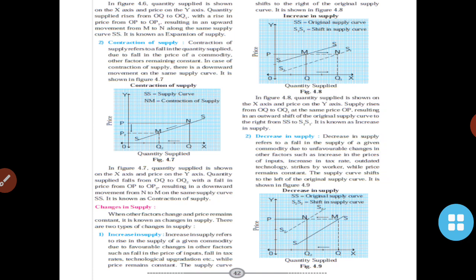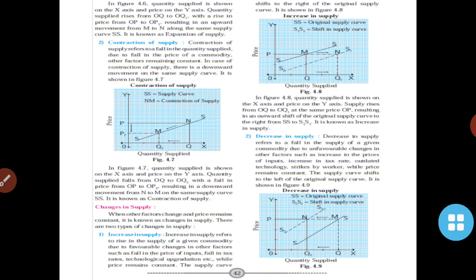Now the next point is changes in supply. Now what are the changes in supply? We can say that when other factors change while the price remains constant, it is known as changes in supply. There are two types of changes in supply. Other factors, for example in agriculture, are the climate factor, or machinery changes in the companies. So that is the other factor. It may also impact changes in supply.